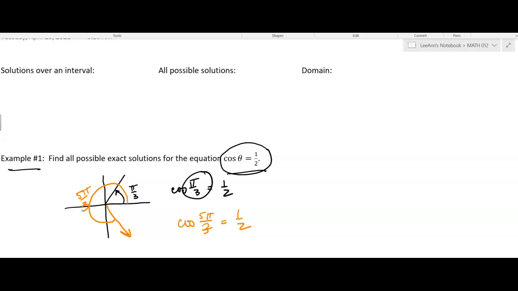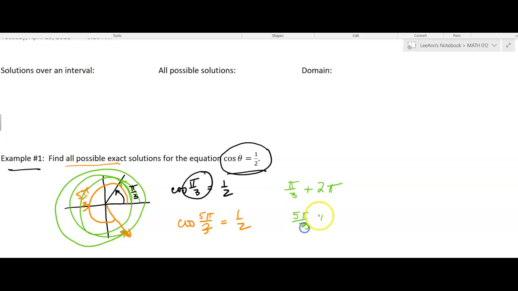Well, that's if you're just going around the circle one time. But if they say all possible, that means we're not just going around one time. We're saying all the possible solutions. So we could keep going around this circle again, and that would be another period, another 2 pi. So we could have the answer pi over 3 plus 2 pi. And then we could go all the way around the circle and over to here, so that would be 5 pi over 3 plus 2 pi.